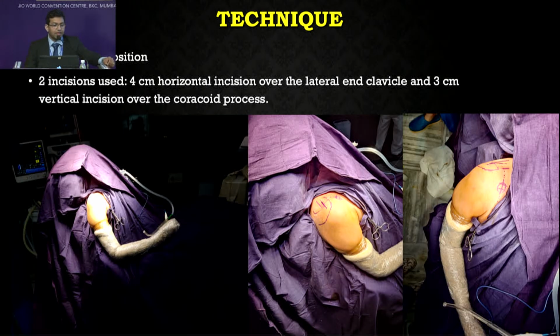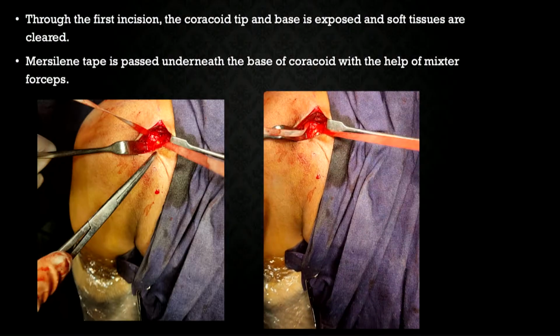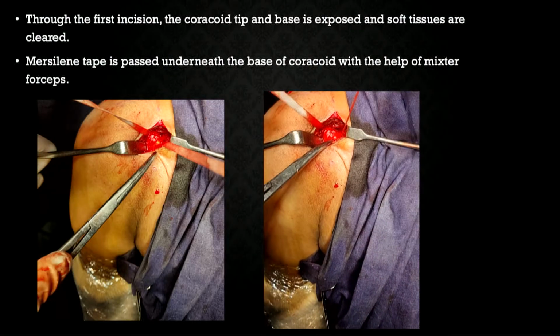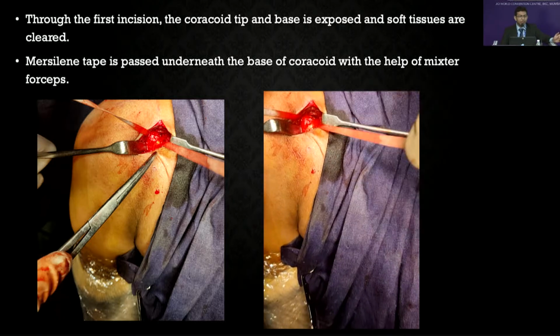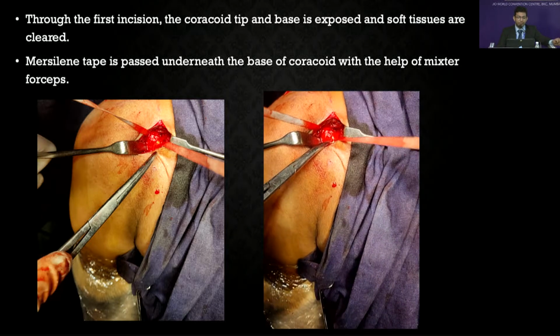We do this technique in the beach chair position after appropriate anesthesia, and there are 2 small incisions. The first incision is over the coracoid process, a vertical incision, and the second incision is lateral, over the lateral end of the clavicle. Through the first incision, the coracoid tip and base are exposed and the soft tissues are cleared. The muslin tape is then passed underneath the base of the coracoid with the help of a Mixter's forceps.